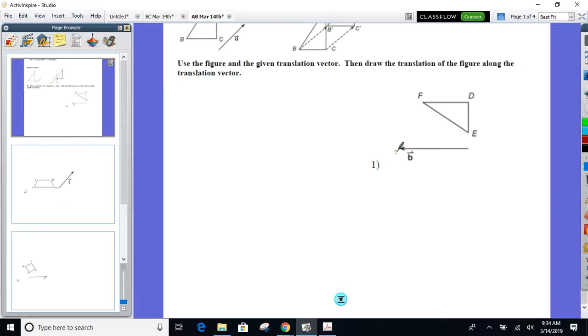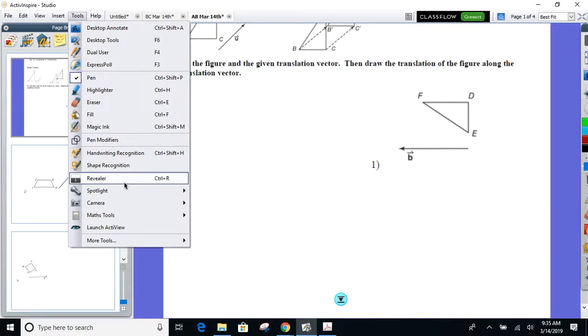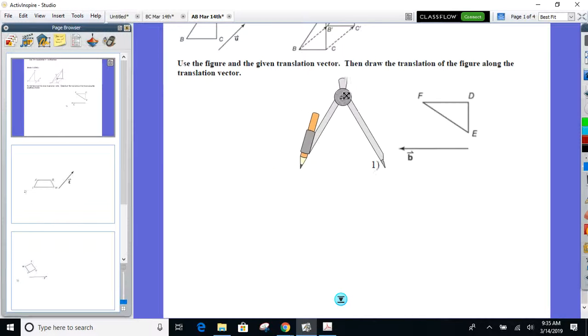So everyone right now, take your compass and measure the distance of the vector. All right, how long is the vector? Measure that with your compass, please, right from the beginning to the end of the arrow. All good. Now put it on the point we're moving, point F. Don't open or close it. Keep that same opening, put it on point F. And you want to make your first arc.